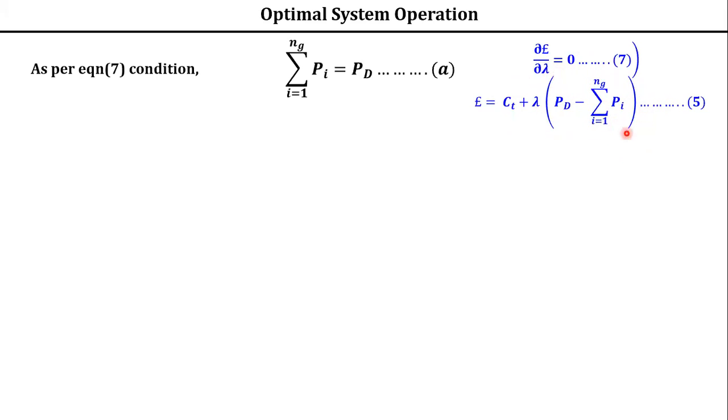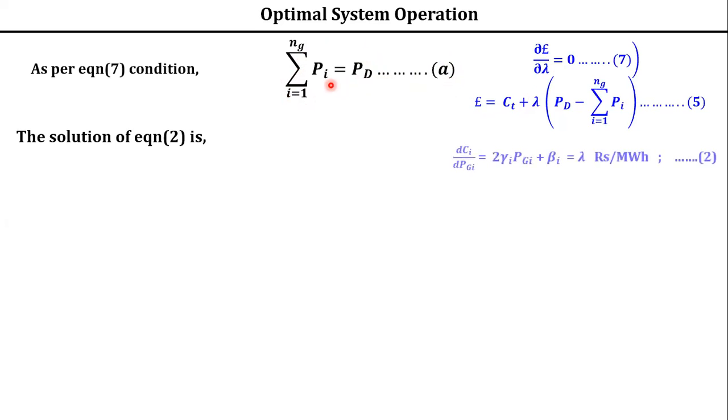So this entire term equals zero, or the summation of PG is equal to PD. Already we have seen this itself is your constraint, isn't it? Sum of PI is equal to PD. Anyway, I gave a different equation over there. Here I am giving it a different number, PI, because we have derived it again to prove that total generation is equal to total load demand.